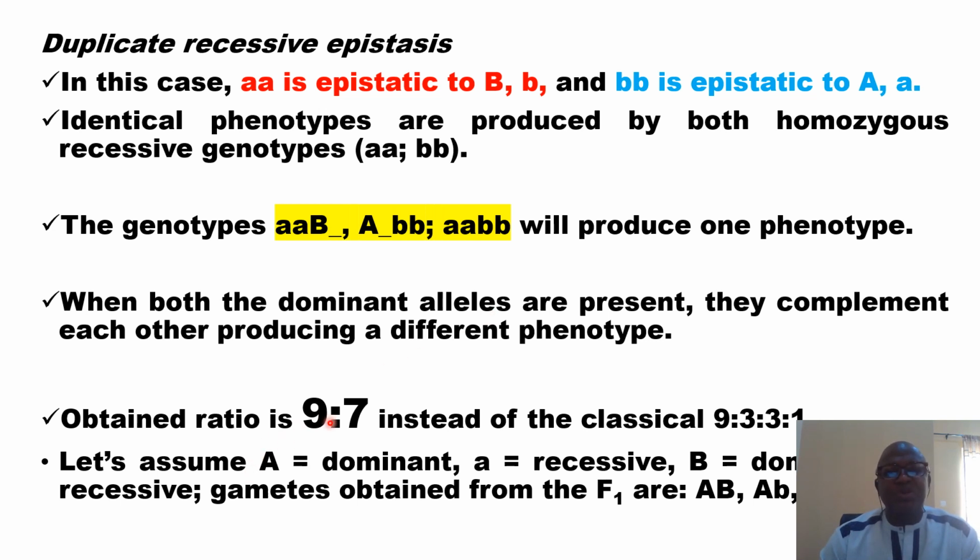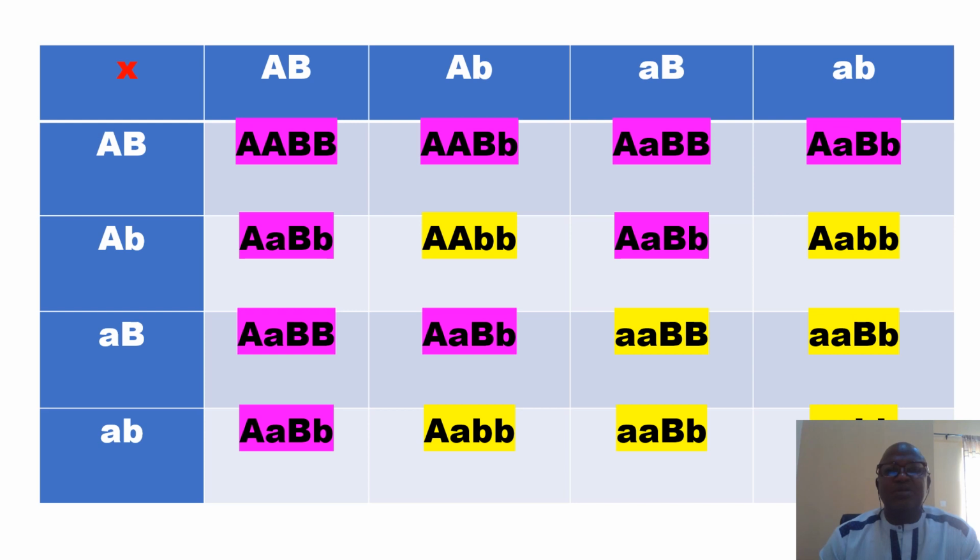So the obtained ratio is 9:7 instead of the classical 9:3:3:1. This is an example. We have 1, 2, 3, 4, 5, 6, 7, 8, 9. We have 1, 2, 3, 4, 5, 6, 7, a 9:7 ratio.